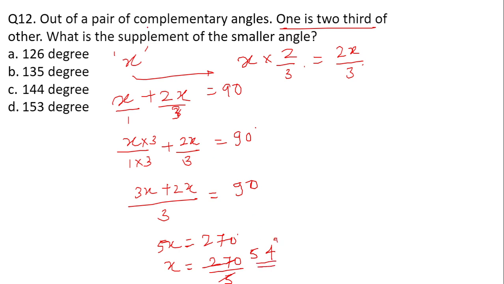Now they have asked us what is the supplement of the smaller angle. We have got the value of x, which is equal to 54 degrees. We can find the value of 2x upon 3 as well.